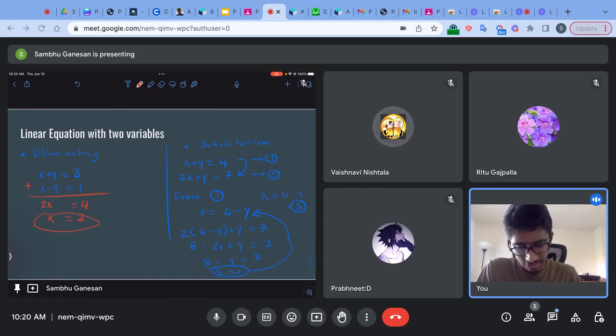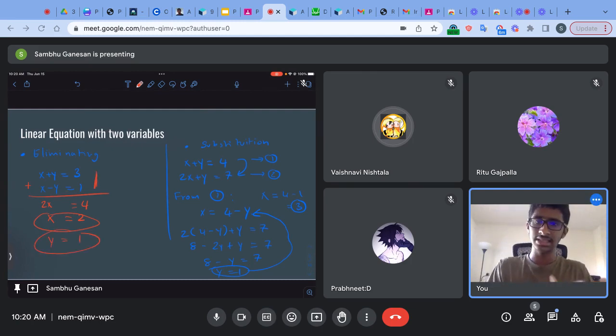Once you get x equal to 2, you can plug that back into either of these equations, and you get that y equals 1. So that is the elimination method. Does everyone get that?